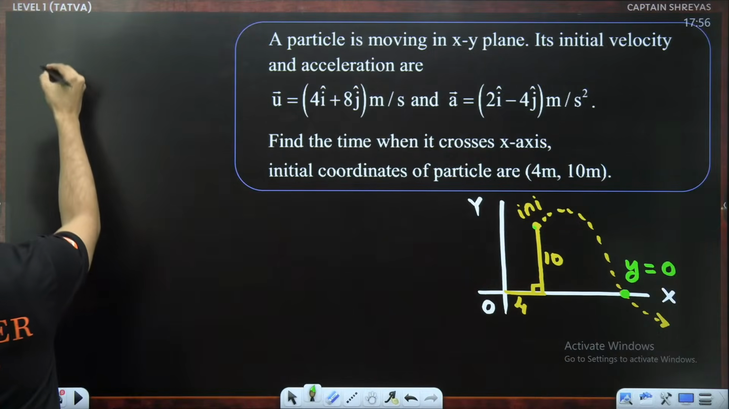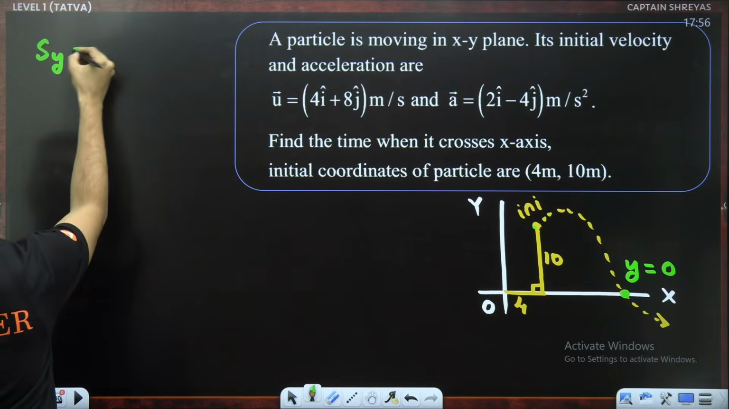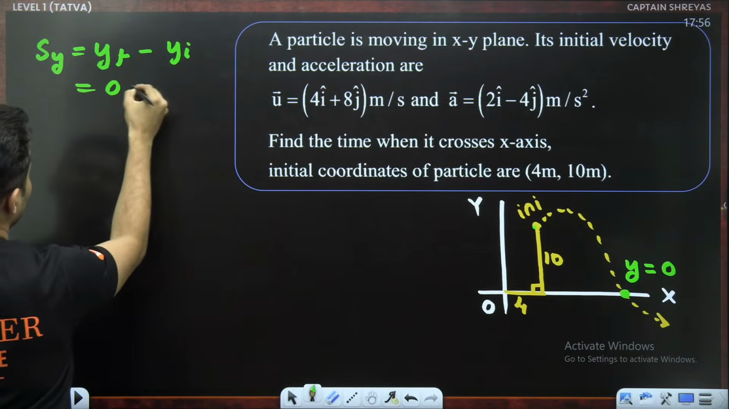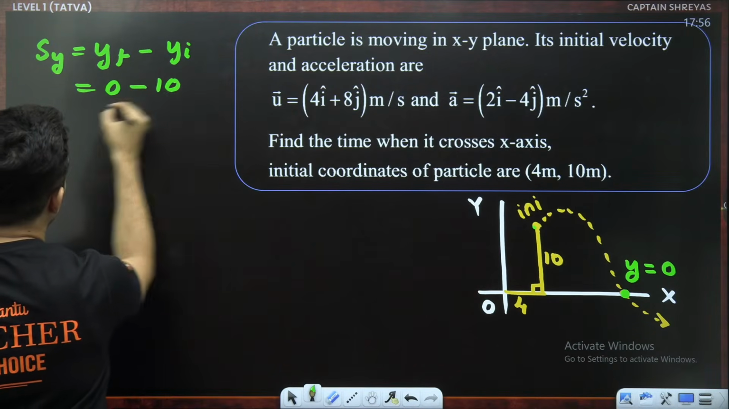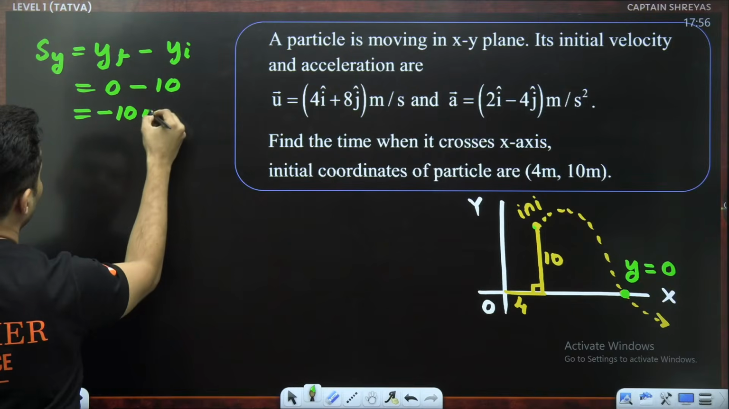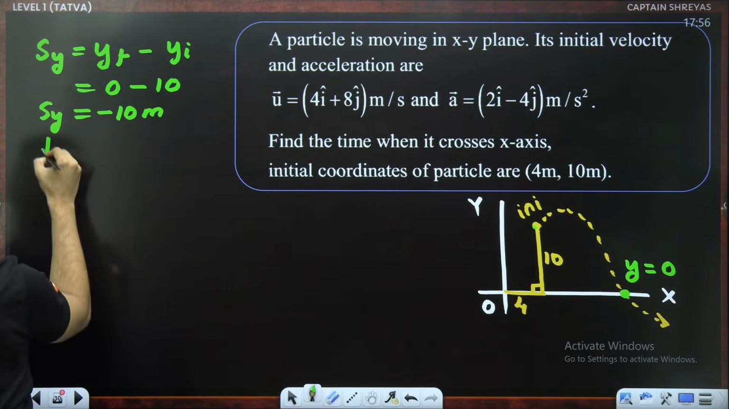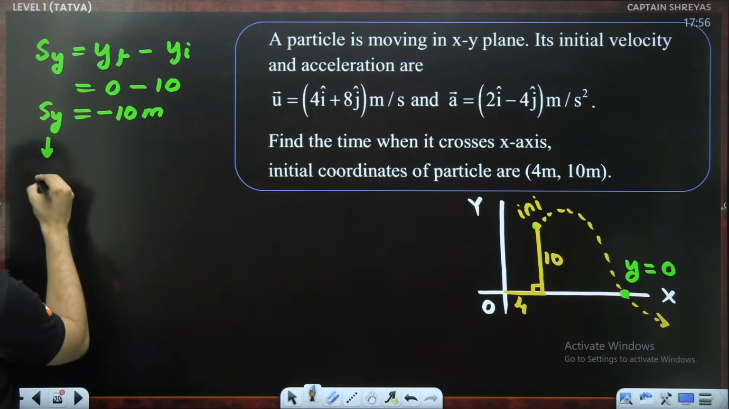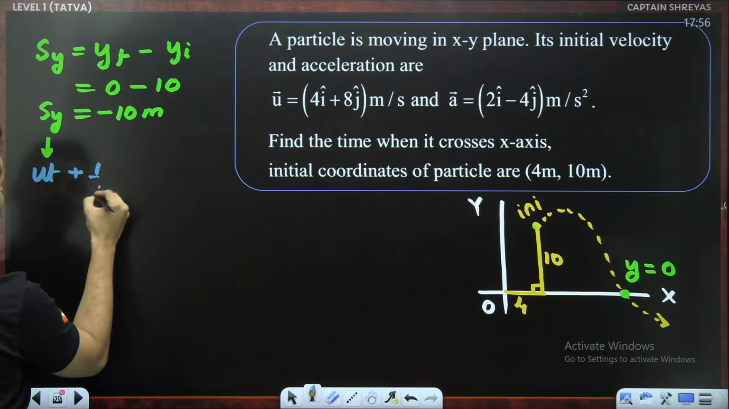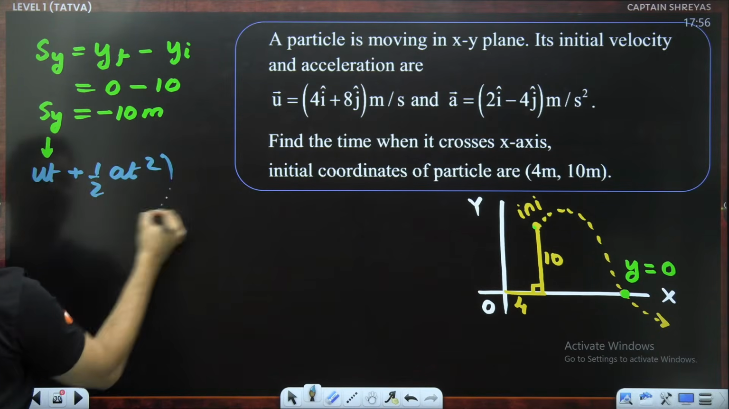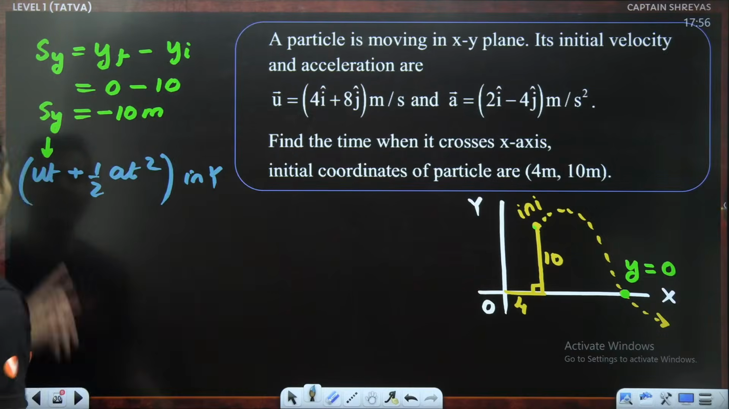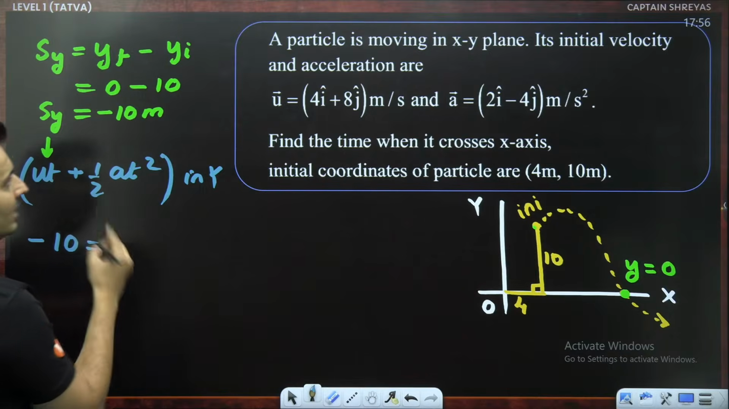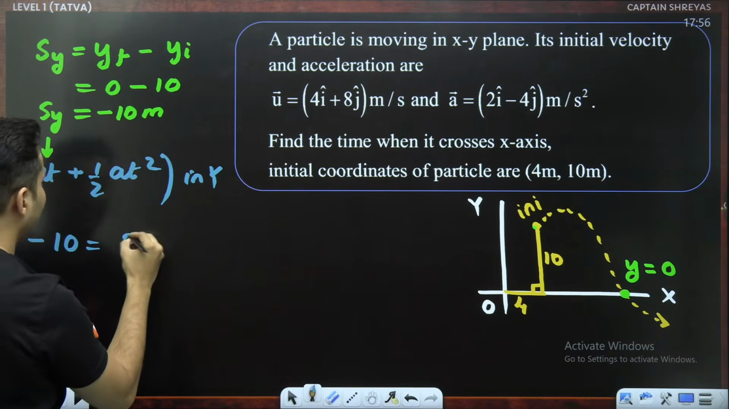So the displacement along y is the final y coordinate minus the initial y coordinate. Final is 0, initial is 10. So the displacement is negative 10 meters. And I already know the displacement formula. What is it? It is ut plus half at square, but everything in the y direction. So let's use that. Minus 10 equals u t, and the initial velocity in the y direction is 8.